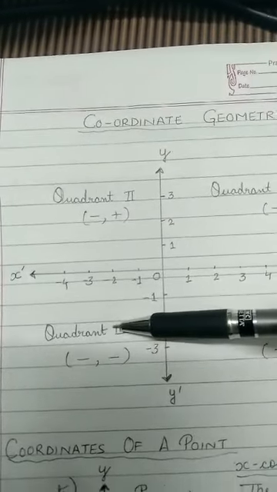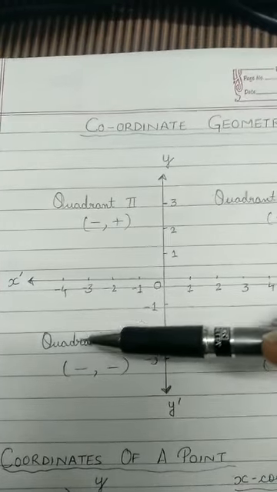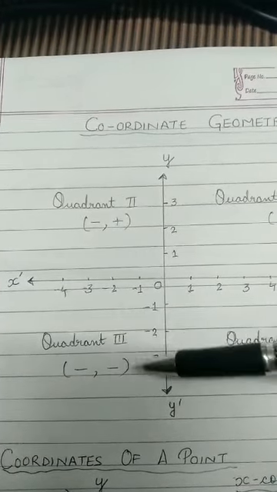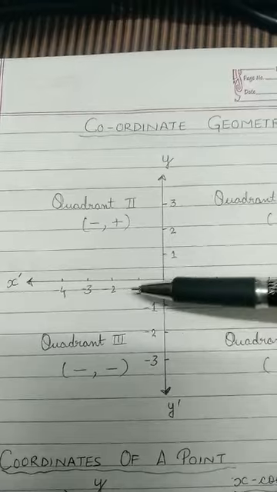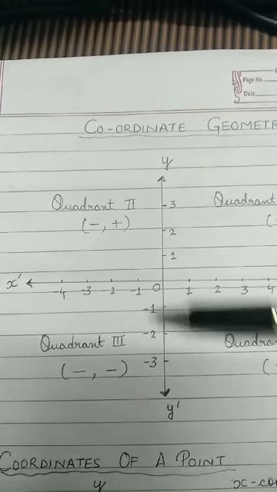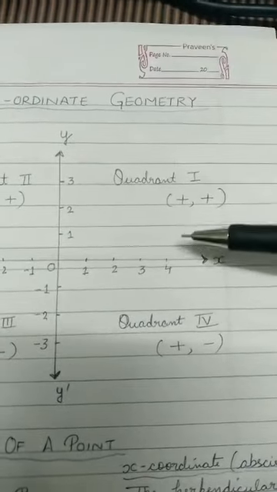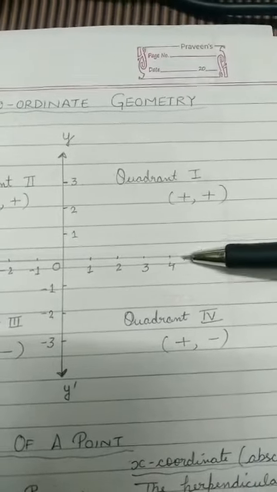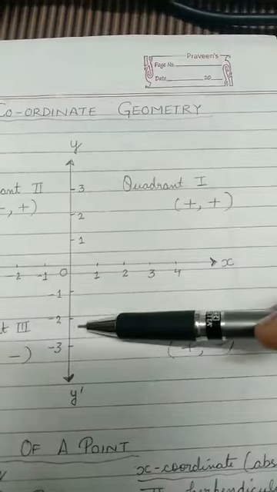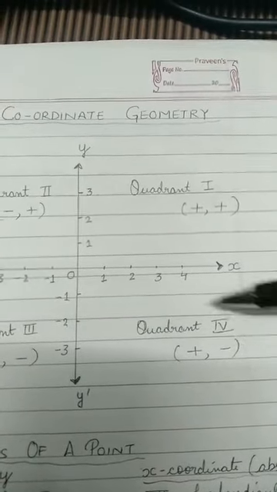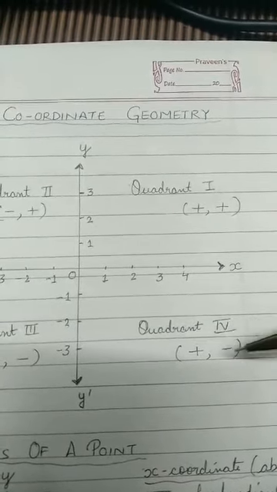Likewise in quadrant 3, we can plot the points of the type minus minus, because in this quadrant both x and y axis contain negative numbers, whereas in quadrant 4 you can see x-axis contains positive numbers, whereas y-axis contains negative numbers. So in this quadrant we can plot the points of the type plus minus.